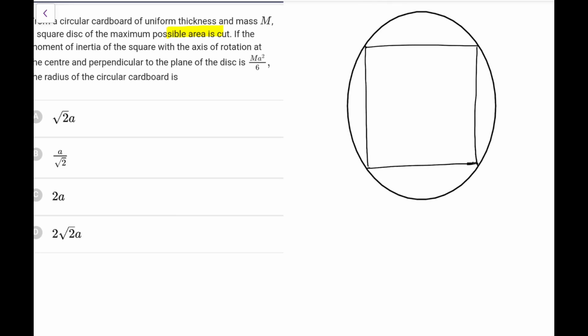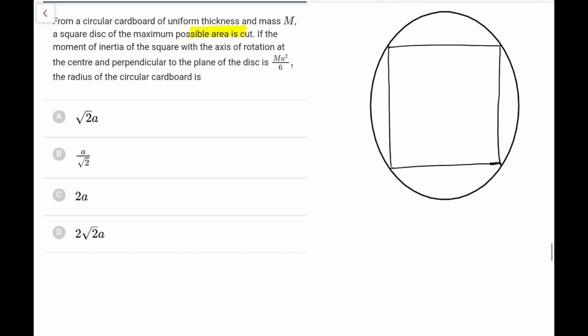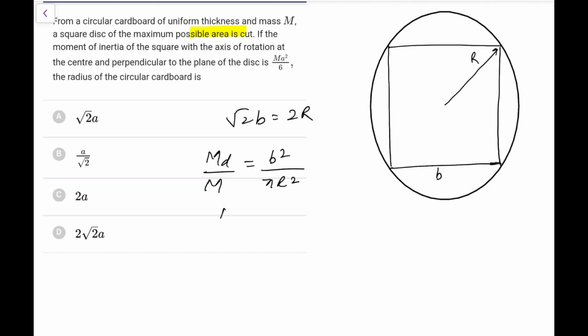So let's say this length, now I don't know what they have taken as a, let me call it as b, and let the radius of that be R. So because it is a maximum possible area, I can say the diagonal root 2 b is equal to the diameter, that is 2R. Now the mass of the disc to the mass of the total would be equal to the disc area b square and the total area pi R square. So the disc mass is b square upon pi R square into M. Now about this axis for the disc, we know the moment of inertia is mass of disc into b square by 6, which is given as Ma square by 6.